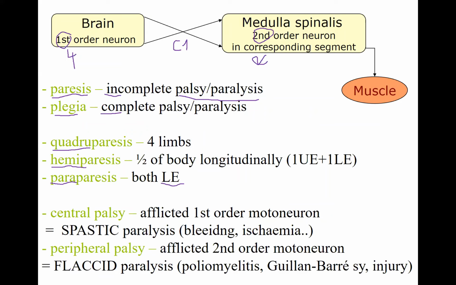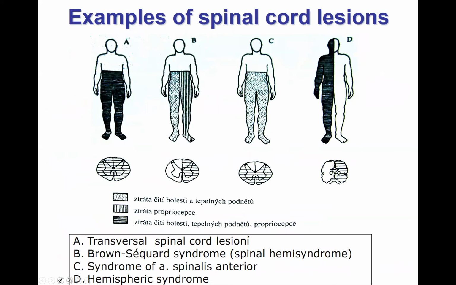If I have a problem in the pyramidal tract, we call it central or spastic, because the patient has spasms. If you have problems in the peripheral nerve itself, the spinal nerve or cranial nerve, we call it peripheral or flaccid, because there are no spasms. So these are just the terms to understand. If you have any questions, of course you can ask. And now you have here the example of the spinal cord lesions.